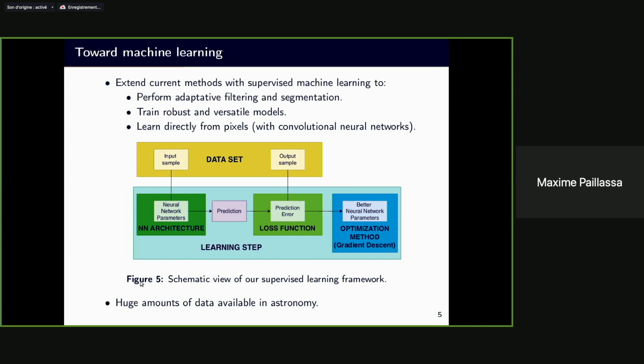And so now we have a data-driven approach in a supervised machine learning framework, where we will work with an input-output dataset and learn a model by iterating learning steps, which consist of making a prediction, assessing this prediction with a loss function, and optimizing the model with regard to the errors that we made on our predictions. So we will iterate a lot of learning steps like this, so we will need a lot of training data, but we have a huge amount of data available in astronomy.